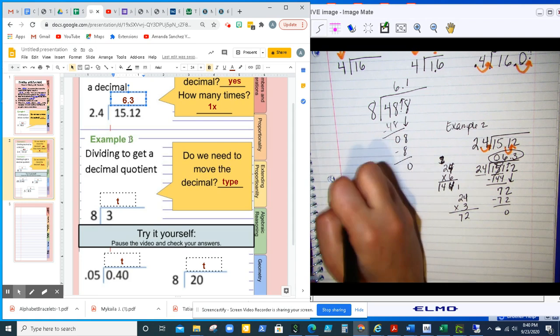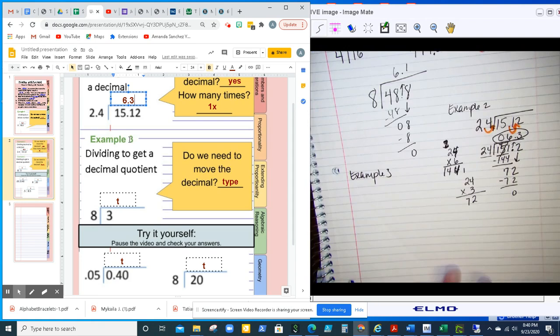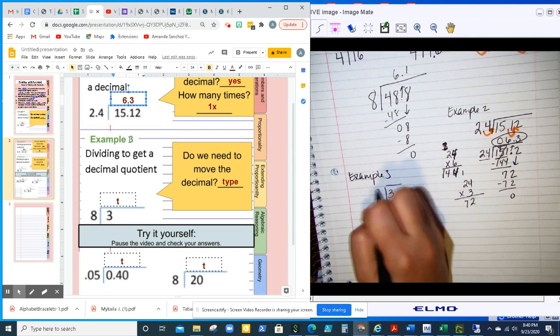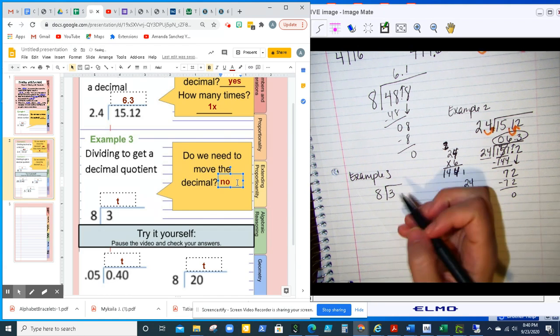Example 3 is 3 divided by 8. Do you think we need to move the decimal? Is 8 a whole number? Yes, it is. So we do not need to move it. And you can go straight into division.